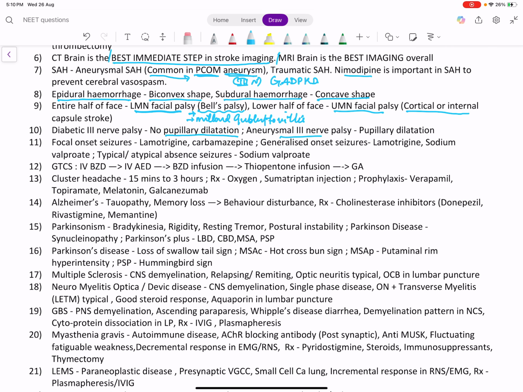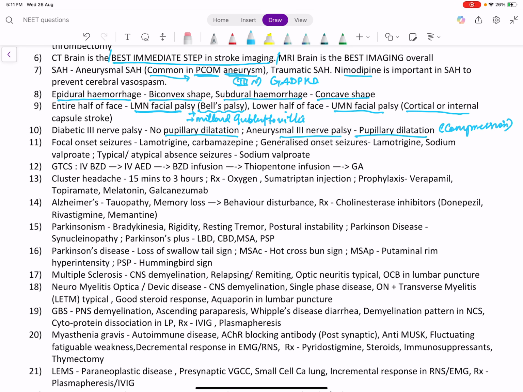Now about the third nerve. In diabetic third nerve palsy, there will not be pupillary dilatation. In aneurysmal third nerve palsy, there will be pupillary dilatation because in aneurysm there will be compression. Pupillary fibers are peripheral. Whereas in diabetic palsy, only the core, the central part of the nerve, is affected, but pupillomotor fibers are peripheral, so pupillary fibers are spared.